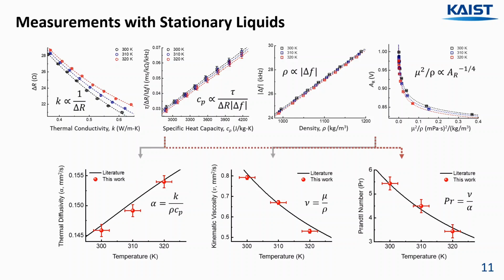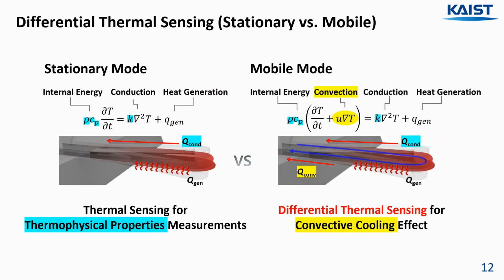And we calculated combined properties such as thermal diffusivity, kinematic viscosity, and Prandtl number. These properties help us better understand the thermal and mechanical behaviors in our sensor. Then we compare the thermal measurements in stationary mode and mobile mode, where the liquid is flowing. In stationary mode, heat transfer is driven only by conduction through the liquid channel. However, in mobile mode, the liquid flow introduces convective cooling, which adds an extra term to the heat equation. By comparing these two modes, we can analyze how the increase in the convection coefficient caused by the flow relates to the changes in the material properties.